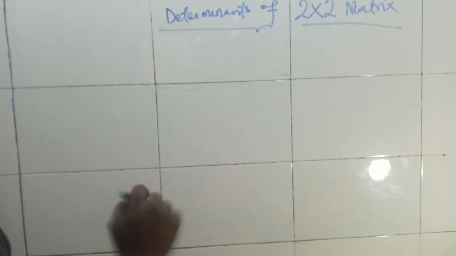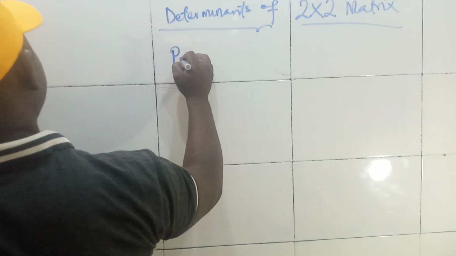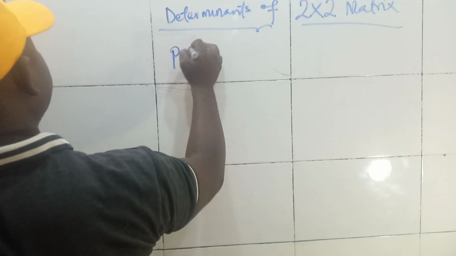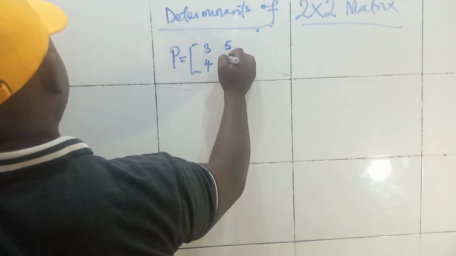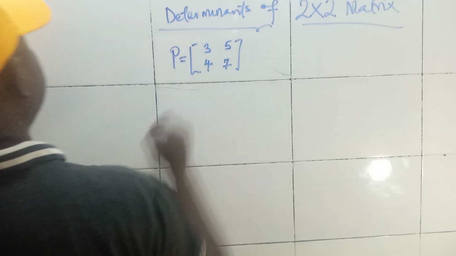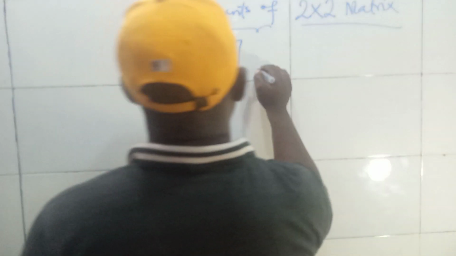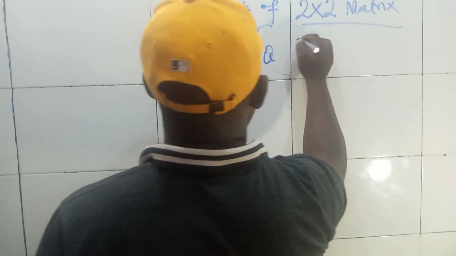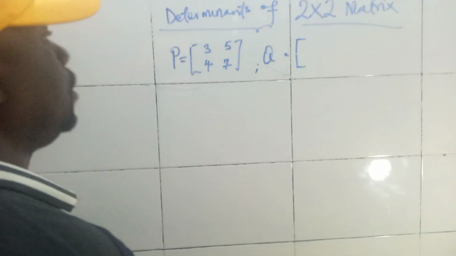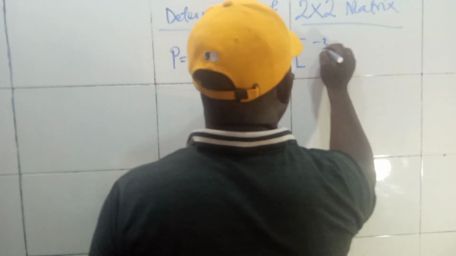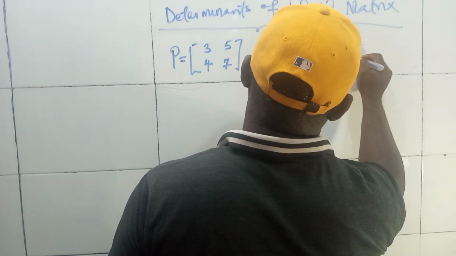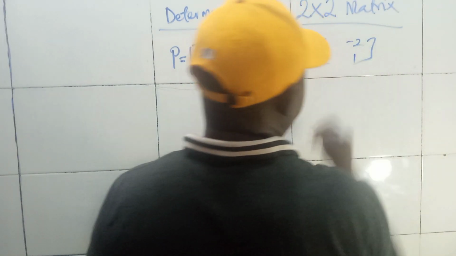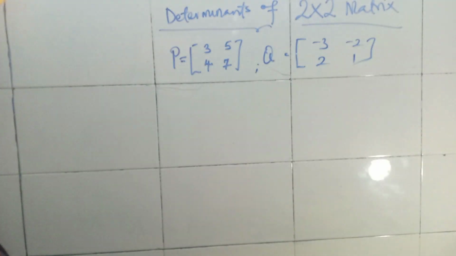Let's assume that P is equal to, let's say, 3, 4, 5, 7, then we have Q is equal to minus 3, minus 2, let's say 2, and let's say 1. So the question is determine the determinants.